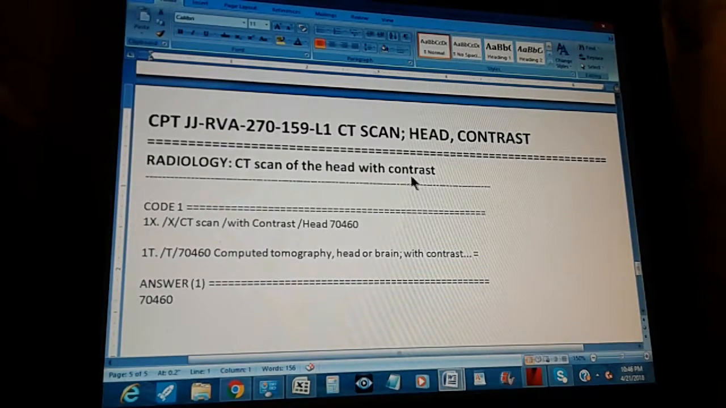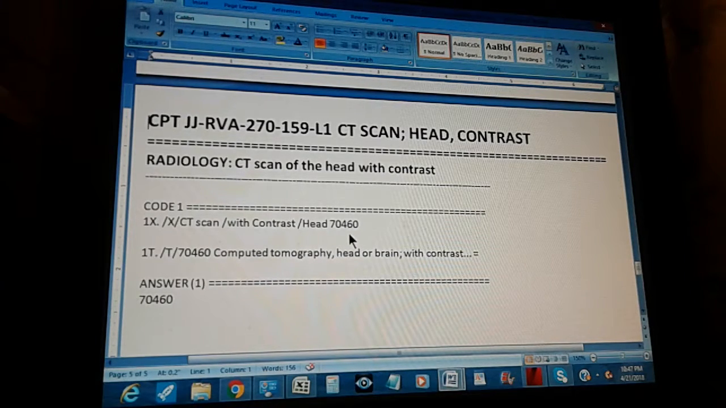There's only one code, and the code through the index is found like this. First, you go to the index. You start with the letter C, and you find CT scan. After that, the subcategory you go to is with contrast. Don't go to head, but go to with contrast. And then from there, you find head. It's just a little switching of the keywords, and then you find the code. There's only one code that you get there. The code is 70460.